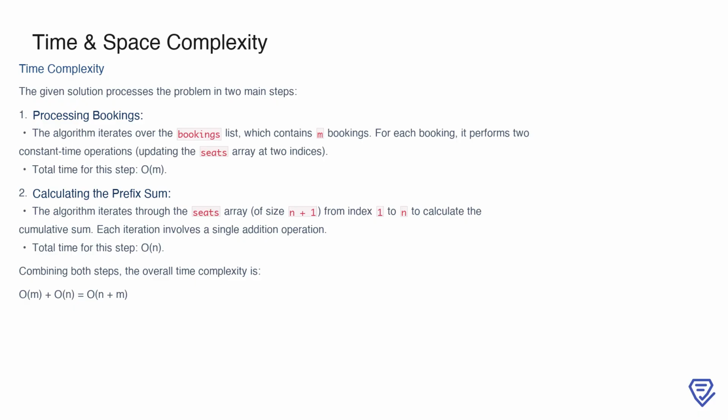Next, we calculate the prefix sum. Here, we iterate through the seats array, which has a size of n plus 1, starting from index 1 up to n. For each index, we perform a single addition operation to compute the cumulative sum. This step takes O(n) time. When we combine these 2 steps, the overall time complexity becomes m plus n, which simplifies to n plus m.